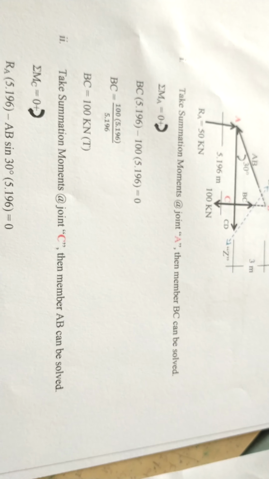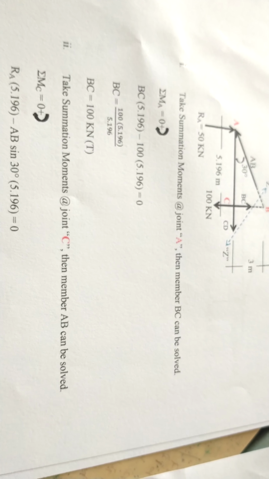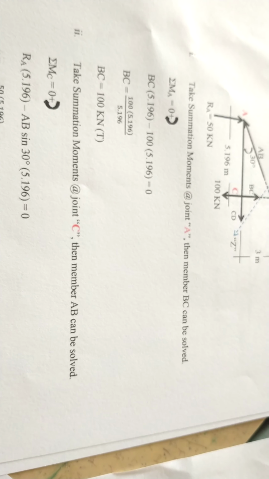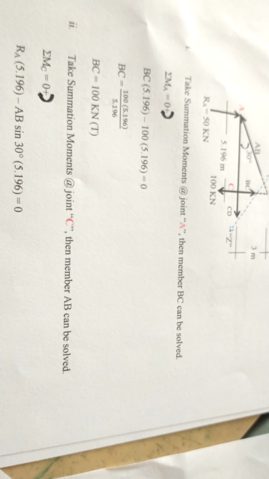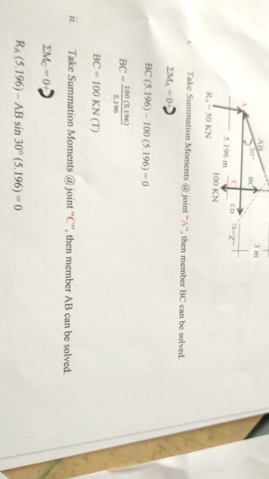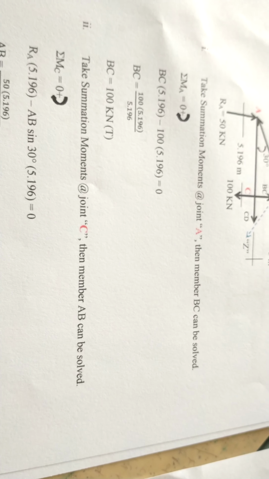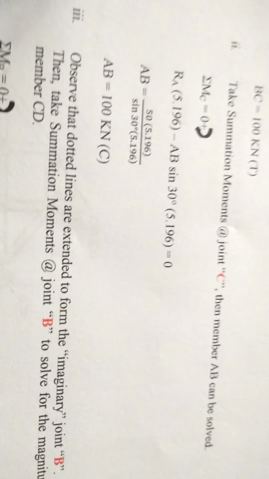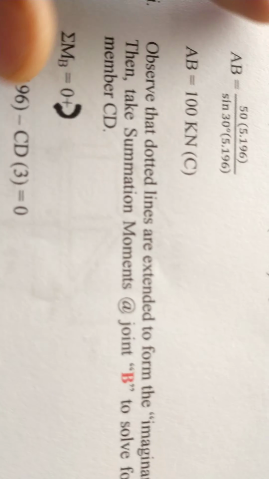Going back in here, we have RA, this refers to the figure, RA times 5.196, which is the moment, minus AB sine 30 degrees times 5.196. Simplifying further, AB is equal to 100 kilonewtons in compression. We assumed it as compression, so we are correct.